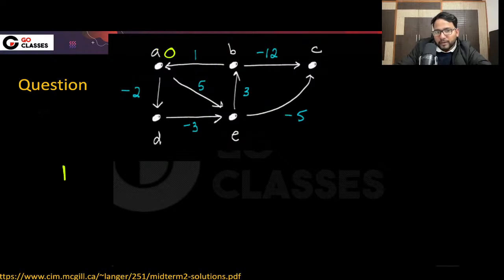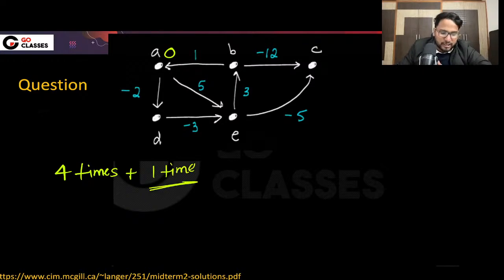You need to relax 4 times, and then one more time. Why this one more time? To detect whether there is a negative cycle or not. So you can relax it, right? You can relax this. You will be getting -2 here, right?